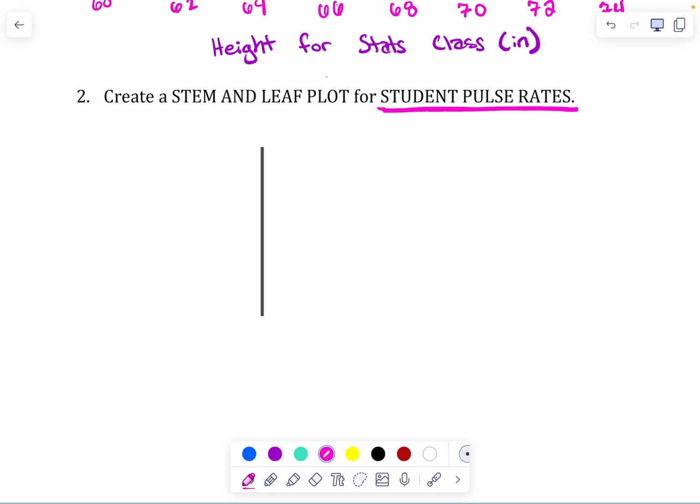50. So you're going to start with 5. What's the highest one? 115. So I'm going to go 10 and 11, and 9 and 8 and 7 and 6. Right? Stem and leaf plot, student pulse rates.